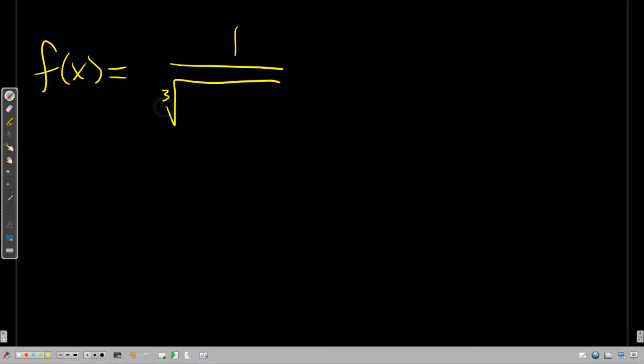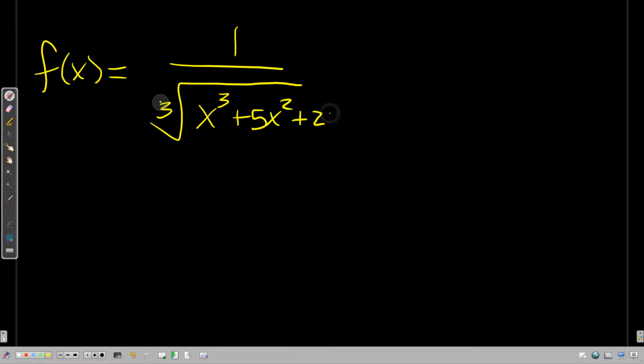Here's another example. What about if I gave you the function 1 over the cube root of x cubed plus 5x squared plus 2x. 1 over the cube root of all this stuff.